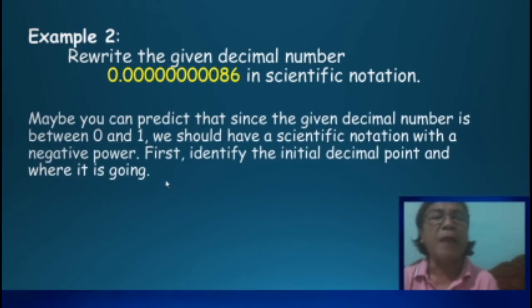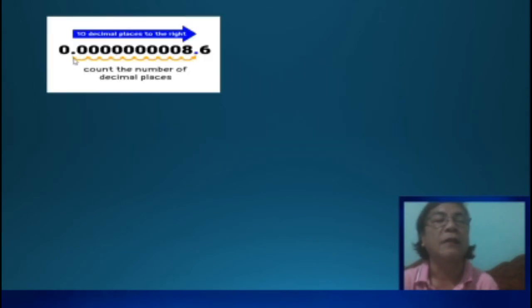So maybe you can predict that since the given decimal number is between 0 and 1, we should have a scientific notation with a negative power. Okay, remember that. First, identify the initial decimal point and where it is going. Here, it is here. So we go to the right. How many times? We count together. 1, 2, 3, 4, 5, 6, 7, 8, 9, 10.